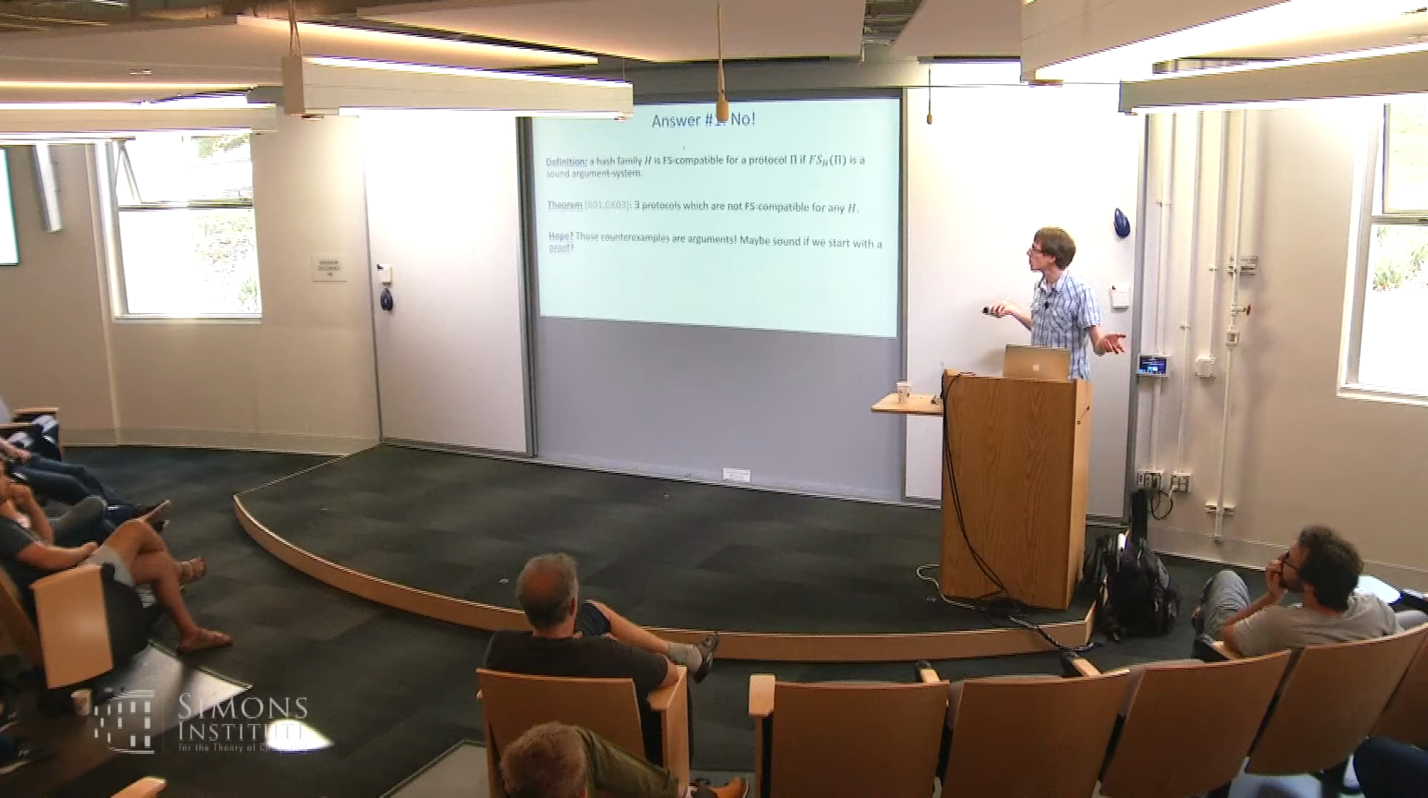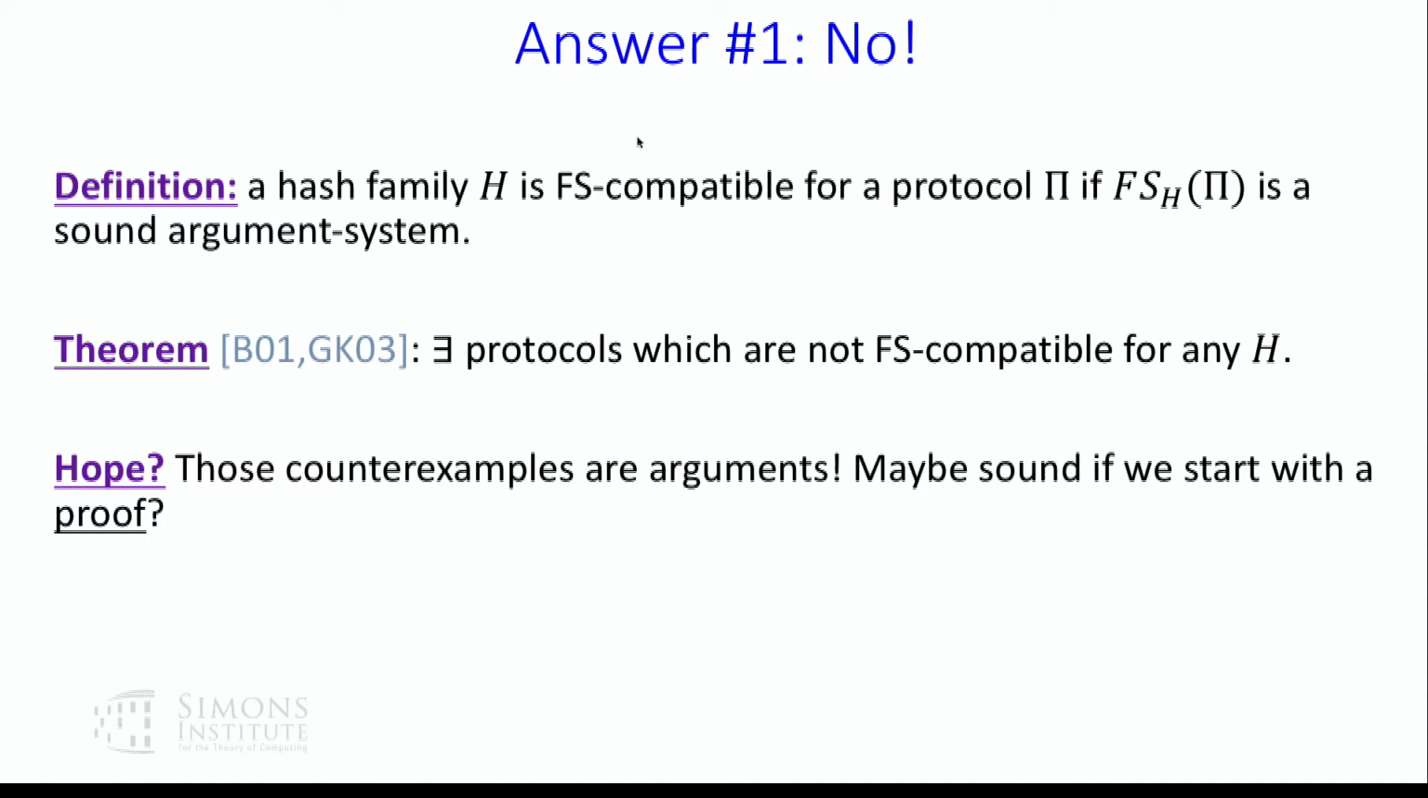Okay, so one option after seeing the Barak and Goldwasser-Kalai theorems is just to give up and go home. We could do that. But another thing we can do is try to identify what the problem is and try to prove that Fiat-Shamir works in certain cases. In particular, we want to prove that it works for protocols that we care about. So here's one property that we can focus on.